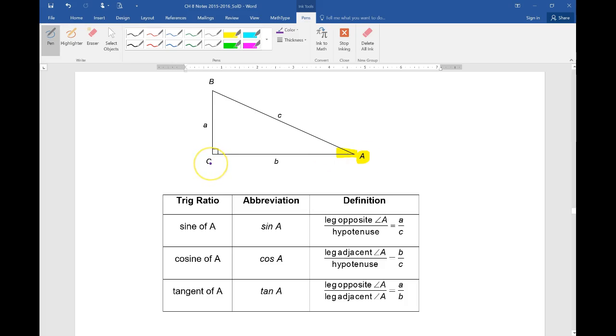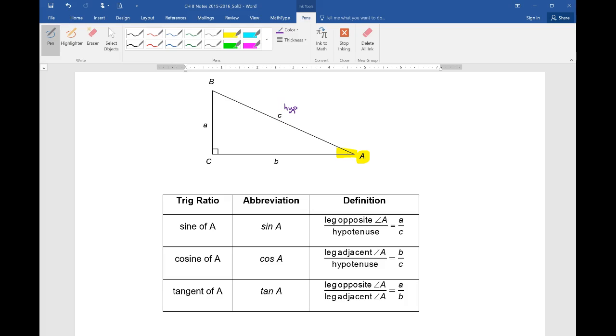Now, this is a right triangle. It means one of these sides is the hypotenuse, right? Which one is the hypotenuse? C. This is the hypotenuse. Now, that leaves us two other sides, which are the legs of the triangle, right?